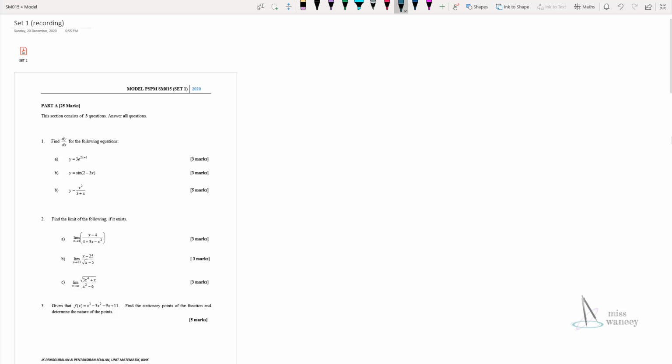Okay, so let us do question number 1. Let us read the question together. Find dy over dx for the following equation. The first one, we have y equal to 3 e to the power of 2x plus 1. Let me write down the question then. So y is equal to 3e to the power of 2x plus 1.